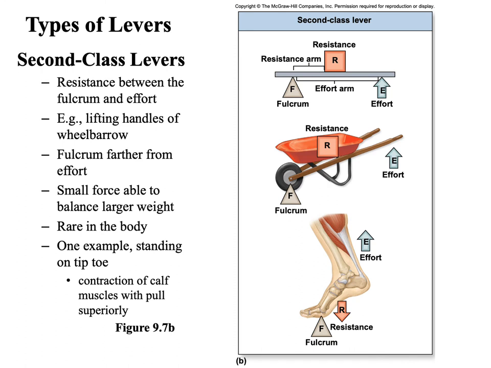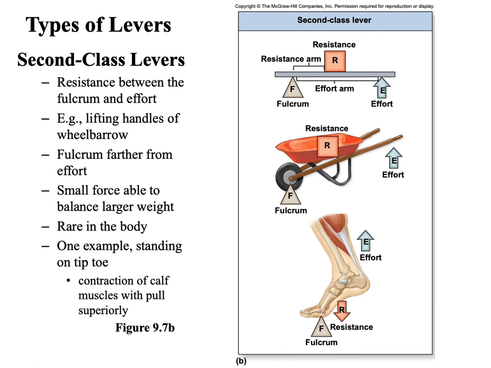Second class lever. The fulcrum, the steady point, is going to be right on the edge. So a wheelbarrow is a good example where the wheel is the fulcrum. That's the part that's not moving. That's the steady part. Resistance, what are you moving? What's your load right here? And then the effort would be where you pick up the wheelbarrow right here.